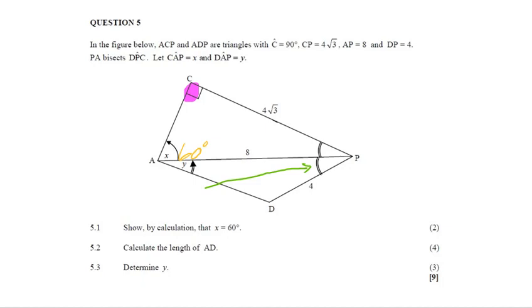Okay, so let's check. You see the bisect. What does bisect mean? That PA bisects DPC. So it means it splits DPC. Okay, so the bisect means angle P. Let's check. So CPA will be equal to, sorry, not CP, will be equal to DPA.